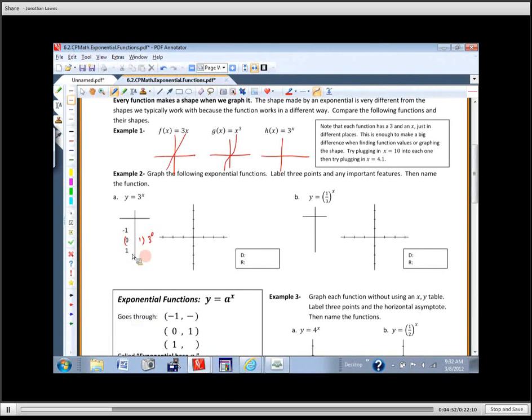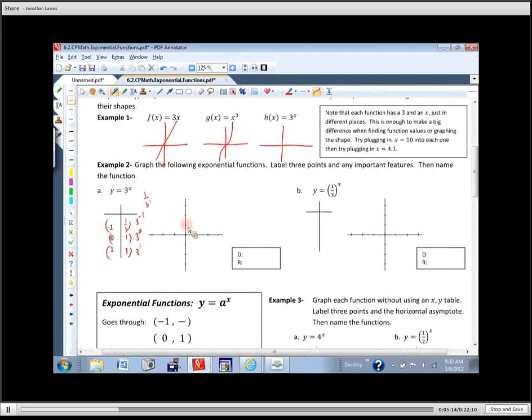The next easiest one is when I plug in a 1. So I have 3 to the 1st power. What's 3 to the 1st power? 3. And when I plug in a negative 1, what does the negative mean? Reciprocal. So this is going to be 1 over 3 to the first, or that's going to be 1/3. Okay? So let's go ahead and graph these points here.